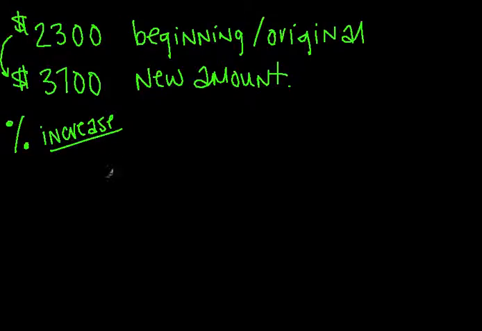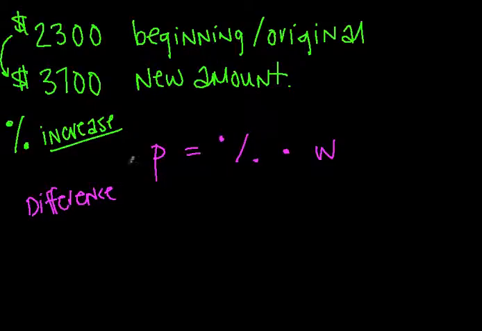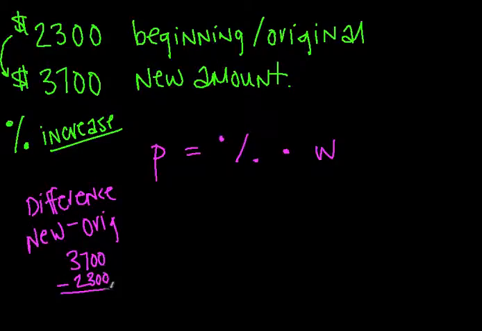Also, we know that in our, well, let's start our equation, then we'll know. So we'll say part equals percent times whole. The part is always the difference between the new amount and the original amount. So if the new amount is $3,700, and then we subtract the beginning balance, we get $1,400. This is the change, the amount of change.